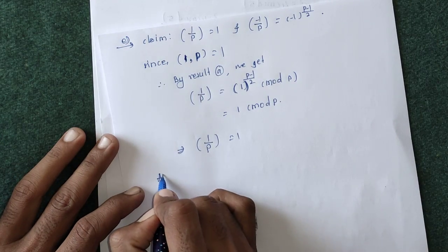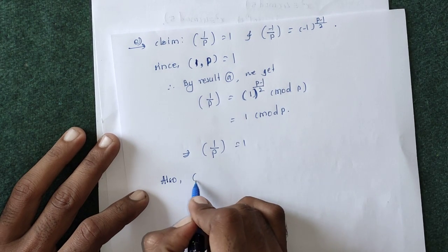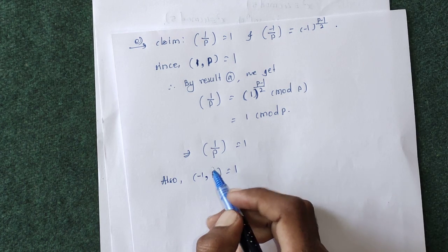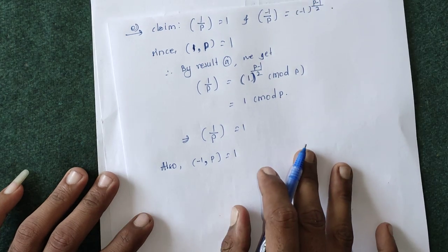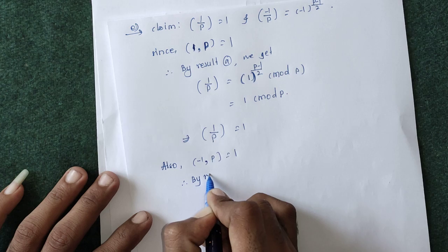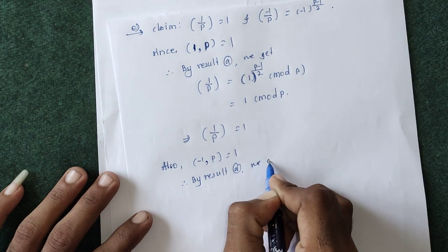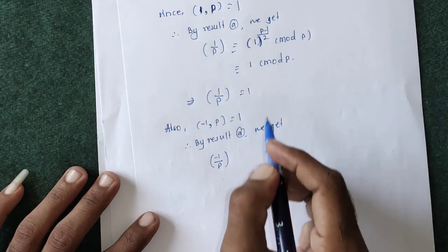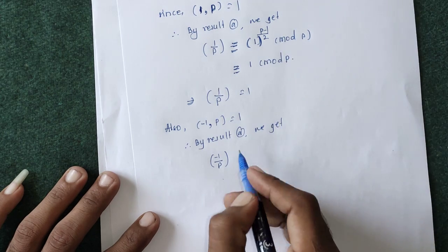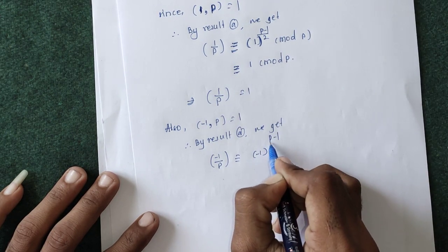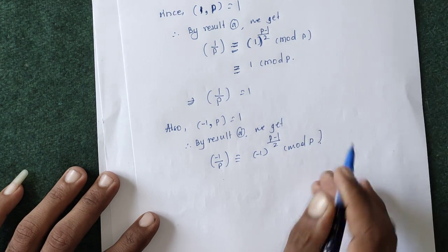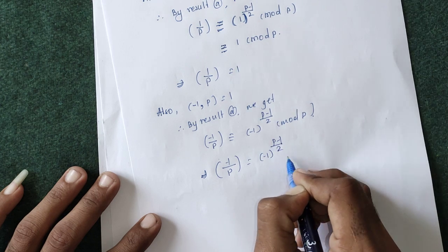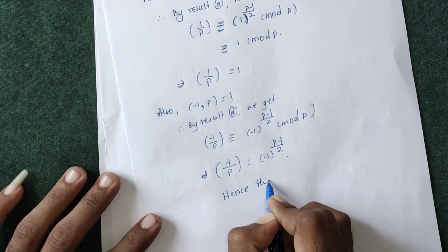Also, since GCD of minus 1 and p is 1, since 1 is the only integer which divides minus 1 and the prime, GCD of minus 1 and p is clearly 1. So, therefore, again by result A, we can write Legendre symbol of minus 1 and p is congruent to minus 1 raised to p minus 1 by 2 under modulo p. So, we can write Legendre symbol of minus 1 and p is equal to minus 1 raised to p minus 1 by 2. Hence the theorem, that is the proof of all the properties.